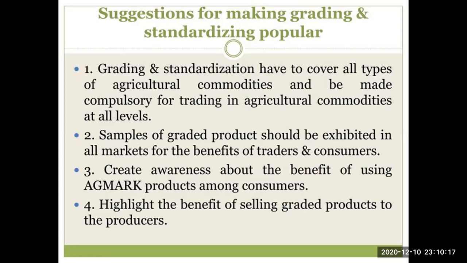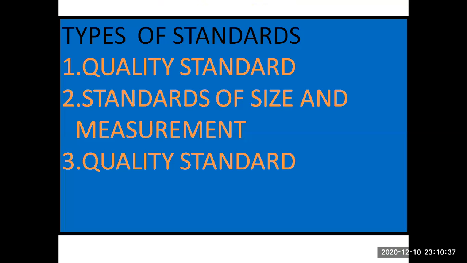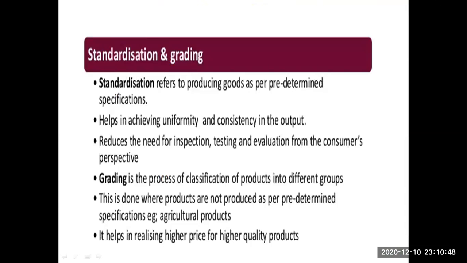Nowadays, awareness has been created about using AGMARK on products. After that, ISI, ISO, and so many other marks began. The government has developed them according to product needs and wants. This will highlight the products of the producers. There are so many types of standards: quality standards, standards of size and measurements, quantity standards, and quality standards.